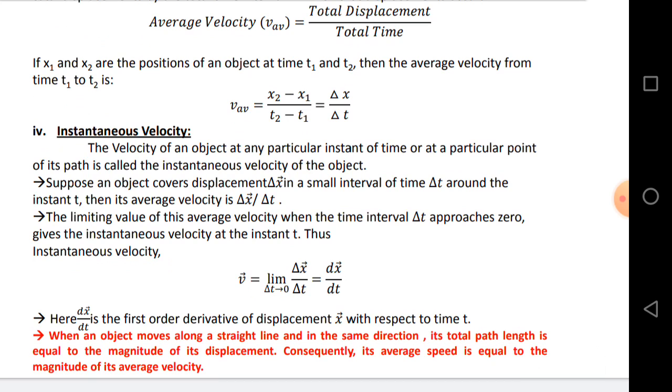So if a body is moving in a straight line in a particular direction, then the values of average velocity and average speed are both equal. Okay, thank you.